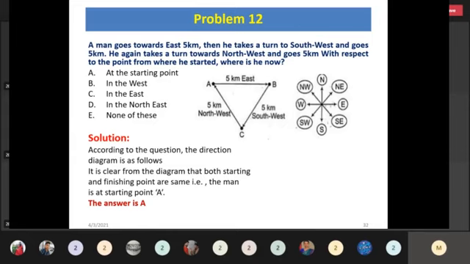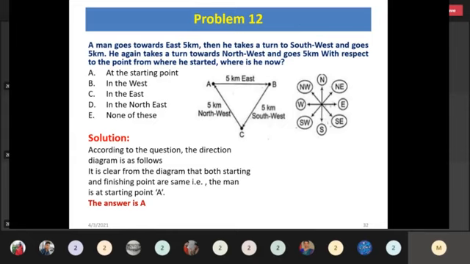Problem number 12. A man goes towards east 5 kilometers. Then he takes a right turn to southwest and goes 5 kilometers. He again takes a turn towards northwest and goes 5 kilometers with respect to the point from where he started. Where is he now?